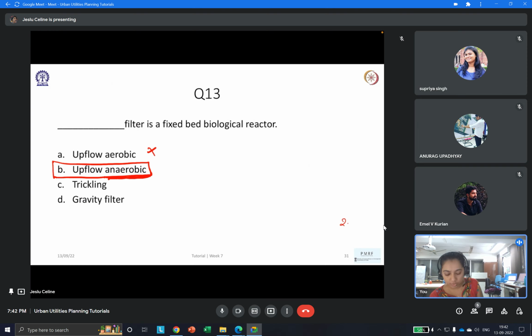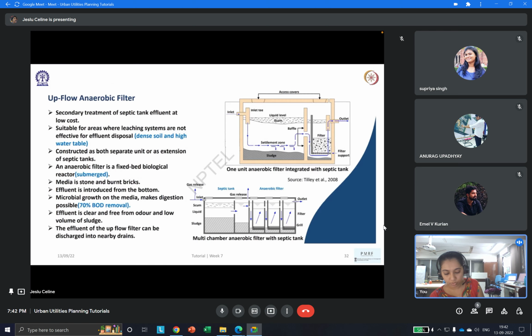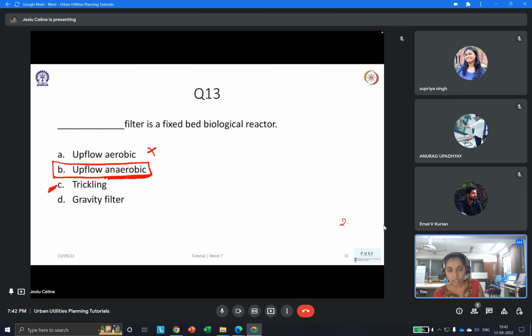And what is a trickling filter? Any idea? Okay, so trickling filter. So this is the upflow anaerobic filter we have discussed in the lecture. Here it can be integrated with the septic tank or it can be standalone. Yeah, so let's just go back to this. We will come to the trickling filter, do not worry. What is a fixed bed biological reactor? Why is it called a fixed bed biological reactor? Any idea?